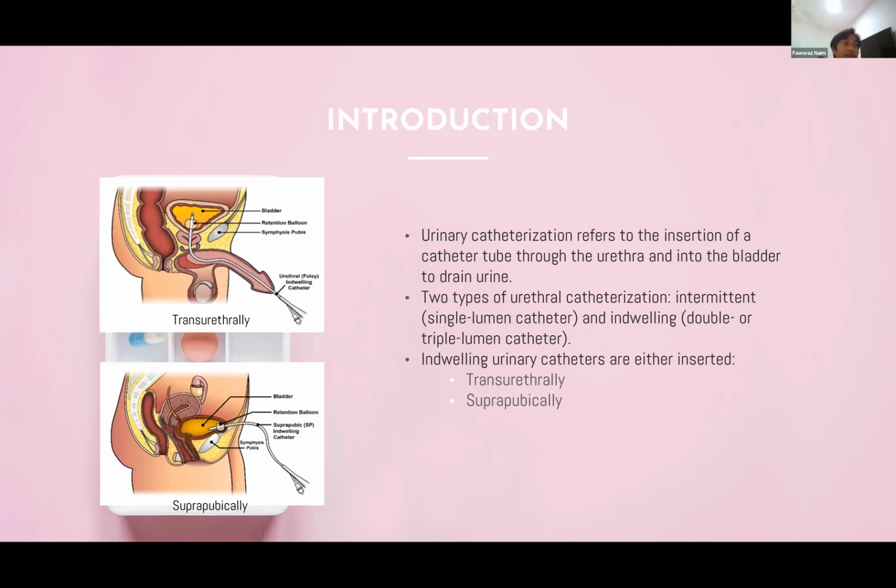So transurethral is when it's going through the urethra, and suprapubic is when the catheter is inserted via the anterior abdominal wall above the pubic bone. So that's why it's suprapubic.